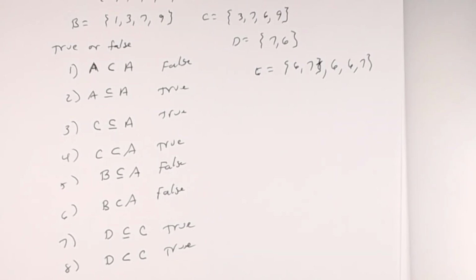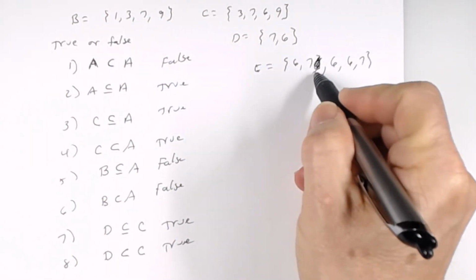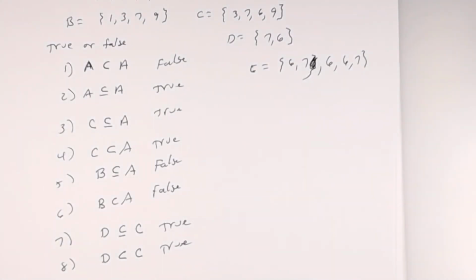Let's go back then. What is the cardinality of set E? No, I have a pen, so I can't erase. Put that as a comma. E has the elements 6, 7, 6, 6, 7. Okay, I'm with you now.